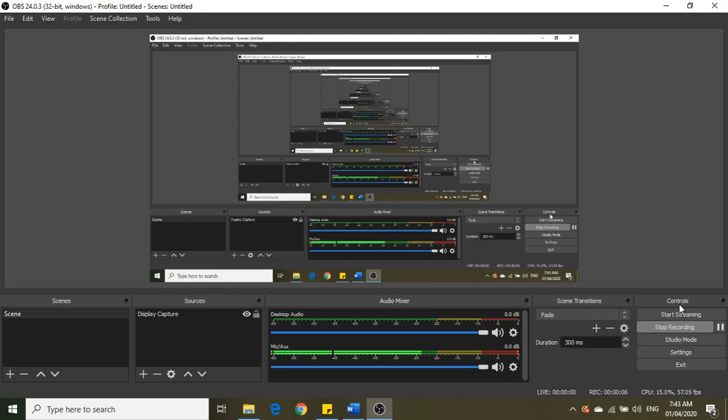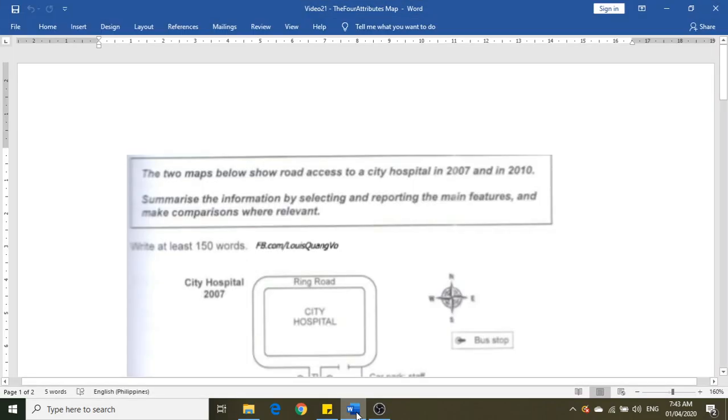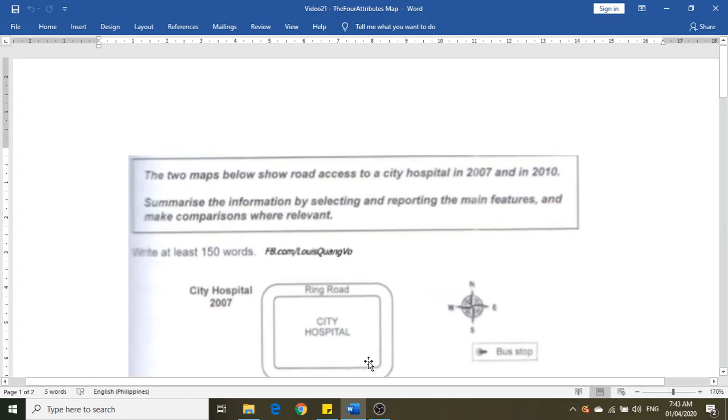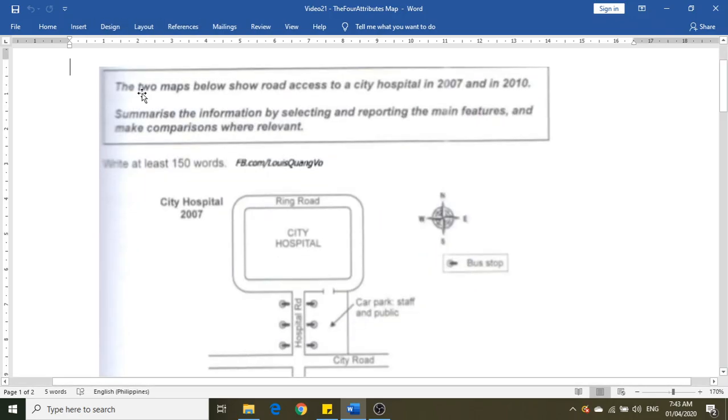Guys, we're already at video number 21, and for this video, we will still be discussing task 1 writing, academic, and for this particular video, it's gonna be all about how to describe maps. And so I've chosen this task, which I extracted from Cambridge 10 or 11, I believe. And so what you can see here are maps of a particular city hospital in two time frames.